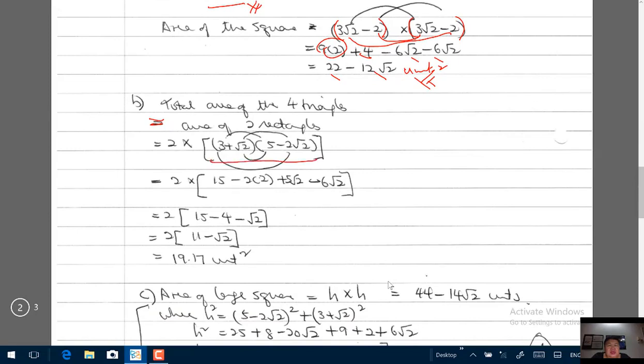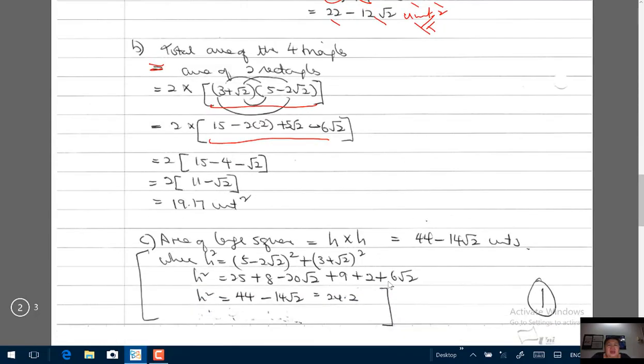3 plus root 2 times 5 minus 2 root 2, very, very carefully. Multiply by 2. Okay, 3 times 5, 15. Root 2 times minus 2 root 2. Wait, let me see. Minus 2. Okay, root 2 times root 2 is 2. Times minus 2 will be negative 4. Okay, this will be 5 root 2 and minus 6 root 2.